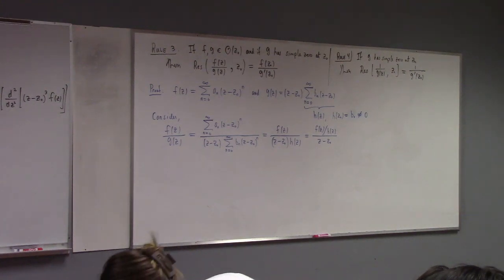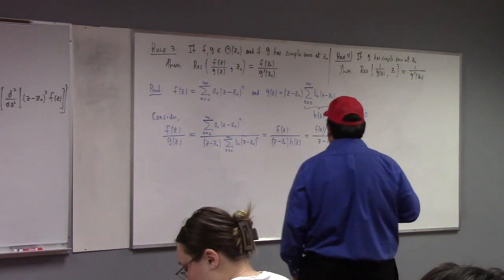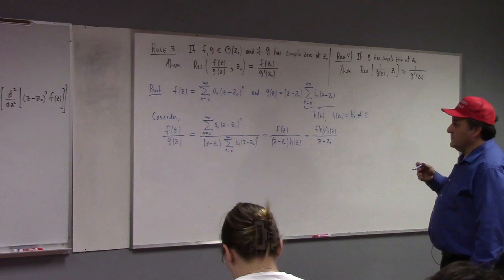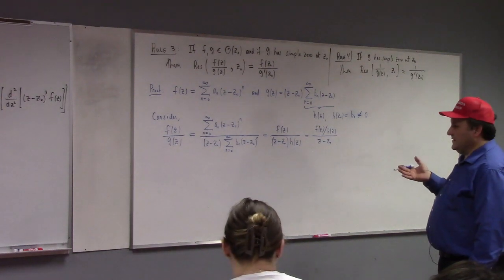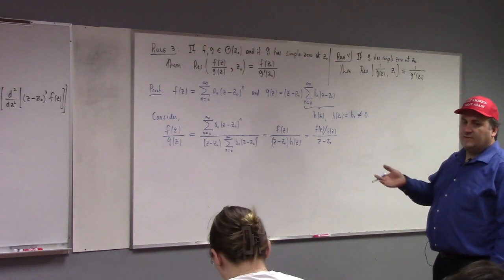So I guess the question I should ask is, how do we prove this? Let me just point out, if we can prove that this is a simple pole, then I think we're pretty much done in that case. When would this be a simple pole?